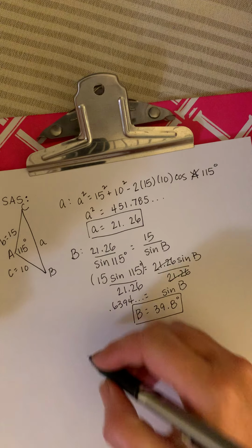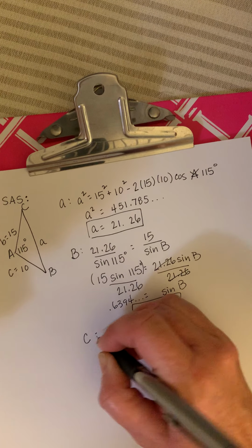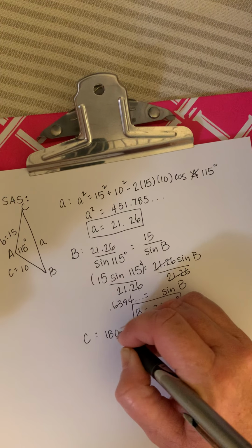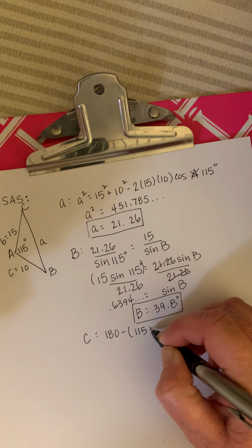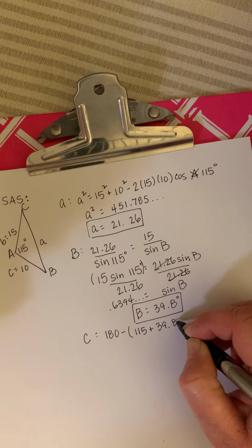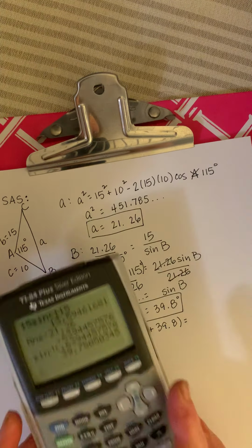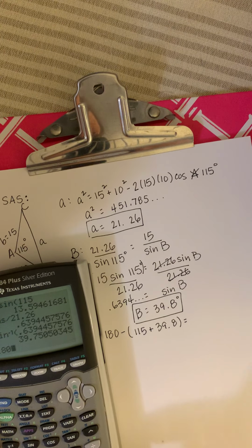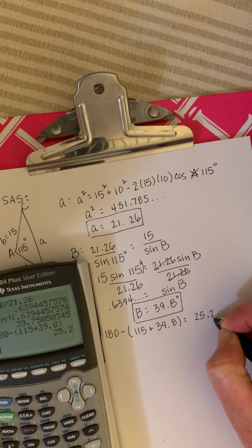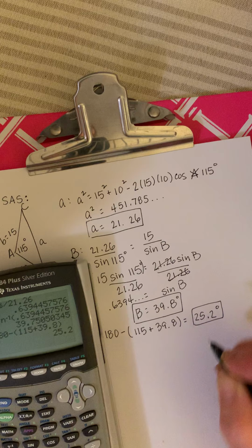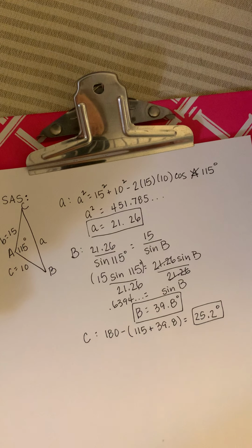All right, now I want to find angle C. I can just do subtraction. 180 minus 115 plus 39.8. And if I type that in my calculator, 180 minus 115 plus 39.8 is 25.2. And there you go. Okay?